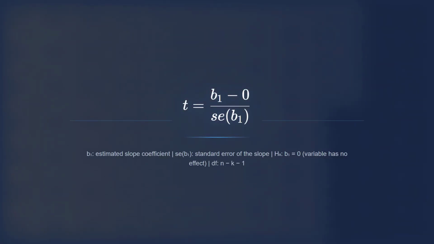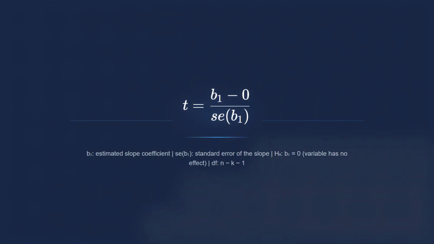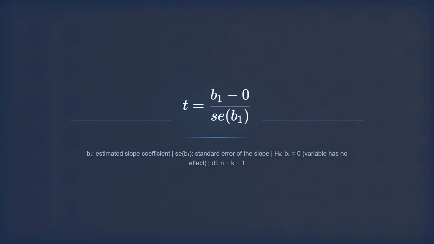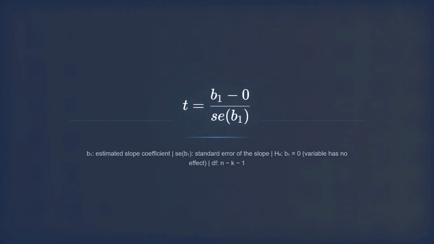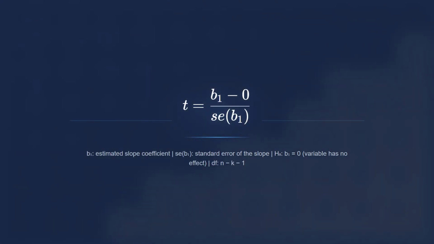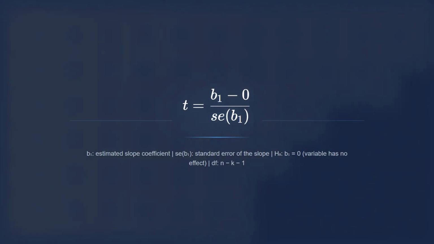The t-test for individual coefficient significance. T equals b1 minus 0, divided by the standard error of b1. This tests one question, and one question only. Is this specific coefficient statistically different from 0? Compare the t-statistic to the critical value. At 5% significance with large samples, the critical value is approximately 1.96. If the absolute value of t exceeds the critical value, reject H0, the coefficient is significant. If it falls below, the variable cannot be proven to have any effect.